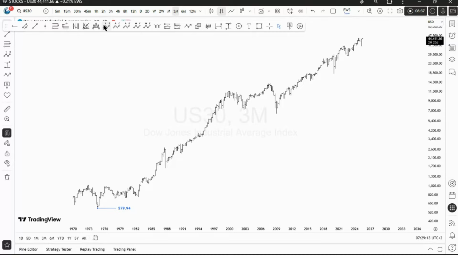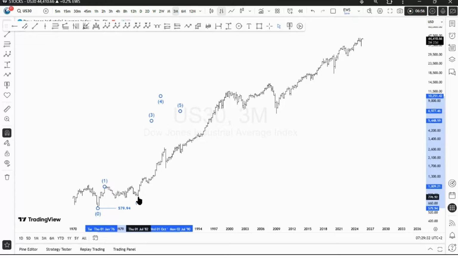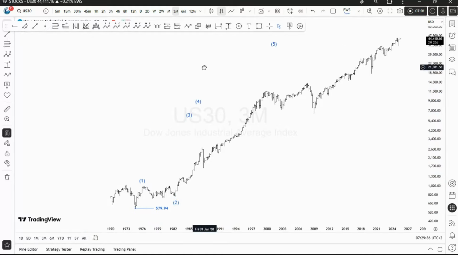So sorry about that. So this is the beginning of an impulse. Now can we count this as 1 right here from this low? 1, 2, of course not. This is corrective. So I would rather say that's our wave 2 right there. And then let's put this aside.